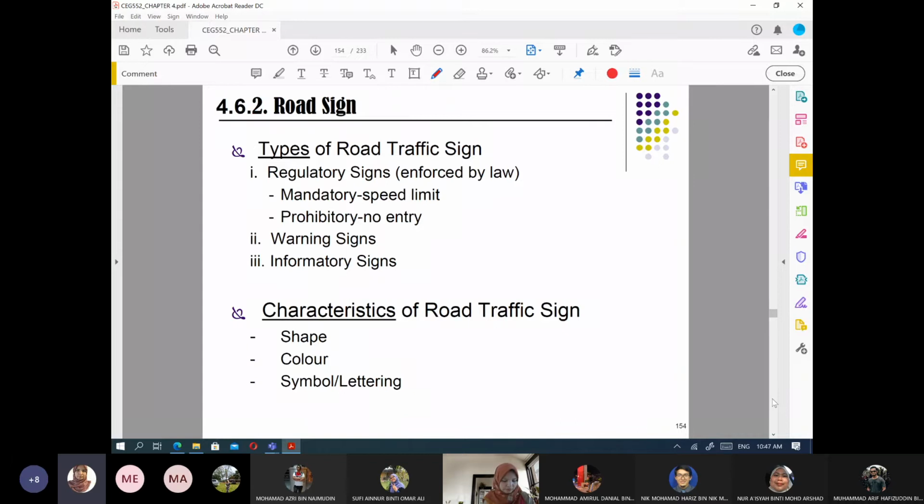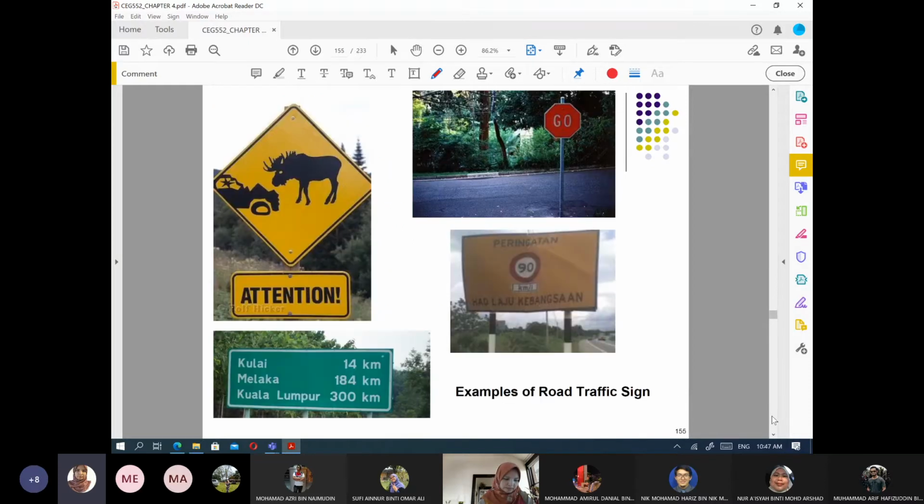Right, those things would actually give a significant difference from one to another. Ada bentuk bulat, ada yang bentuk hexagon, okay, ada yang warna merah, ada warna putih, hitam. Those kind of things would give you different signage. This is the example. Okay, so warning.